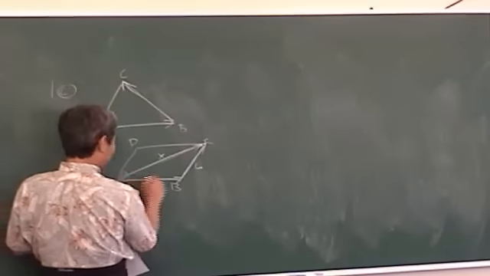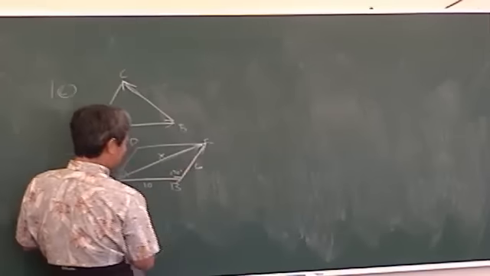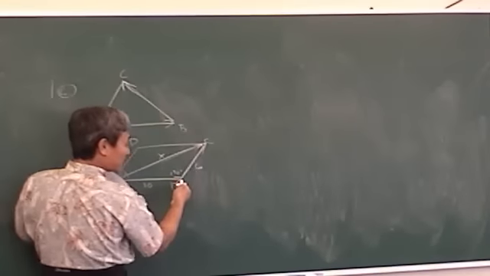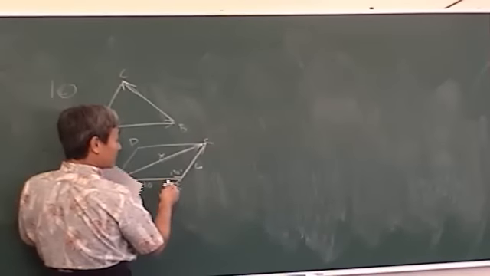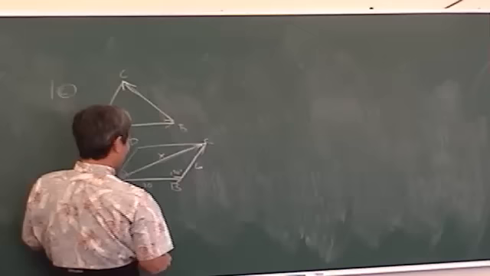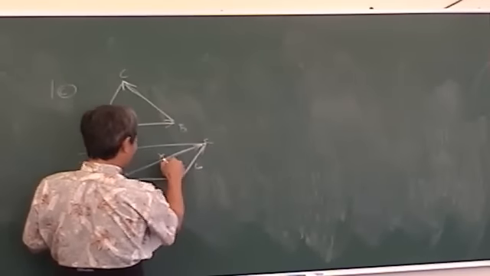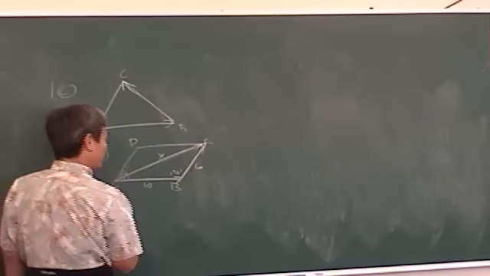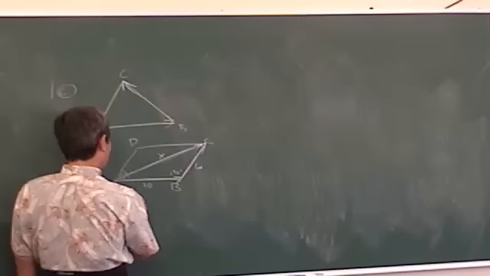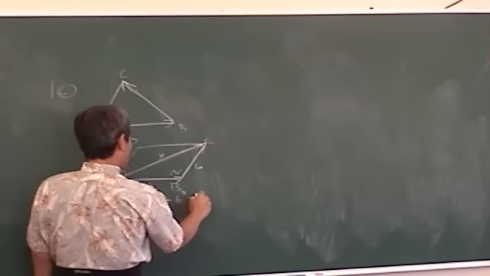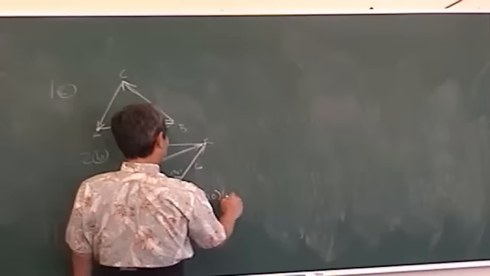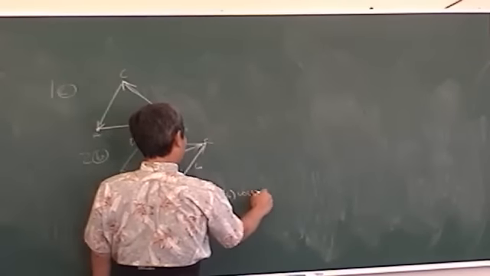If this is 60 degrees, isn't that 120 degrees? Because these two are parallel. Consecutive angles in a parallelogram are supplementary, right? So if you know 2 sides and an included angle, how do you find that side right there? Law of cosines. X squared is equal to 10 squared plus 6 squared minus 2 times 10 times 6 times cosine of 120 degrees.